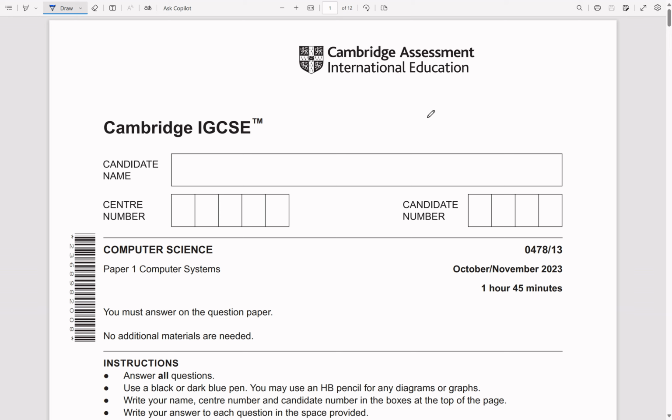And rather than just watching this video, make sure to also check the mark scheme, because while I might give 1 or 2 answers, the mark scheme might have 3 or 4 answers.